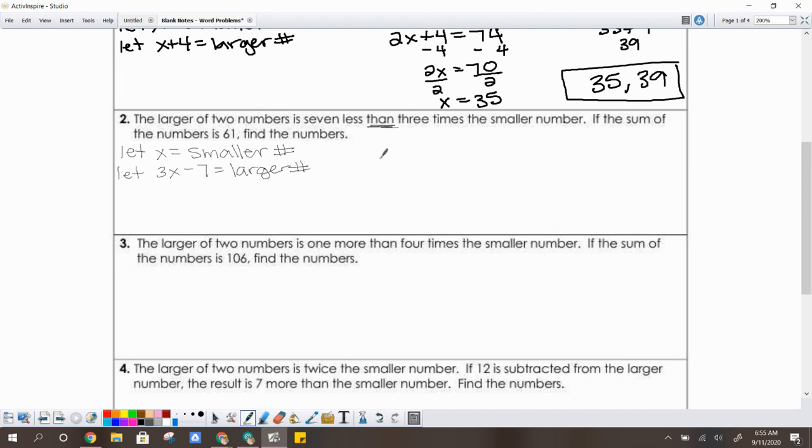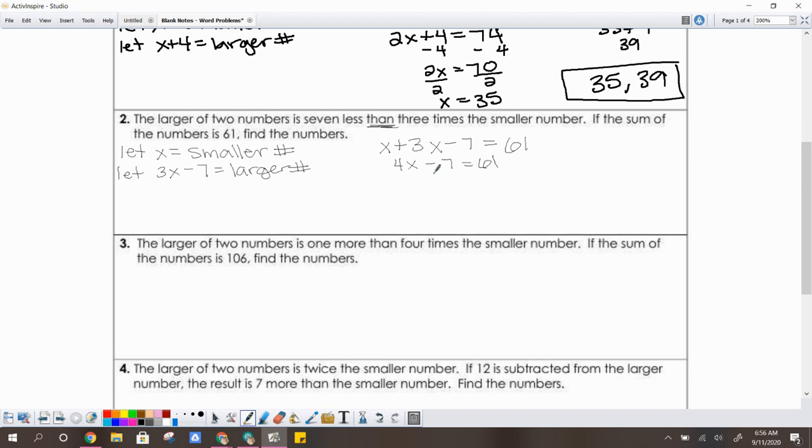Now we can go ahead and solve, because it says the sum of the 2 numbers is 61. Again, we're looking for the sum, so that means we're adding both of these parts together. So we're doing x plus 3x minus 7 equals 61. Now we can go ahead and solve. Step 1, combine our like terms. So 4x minus 7 equals 61.